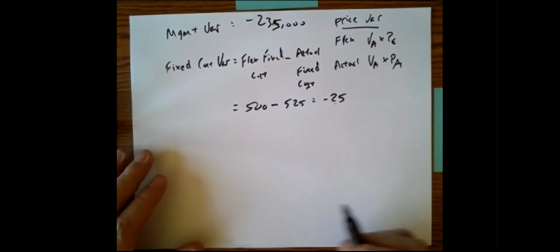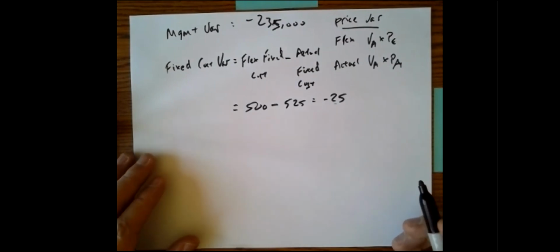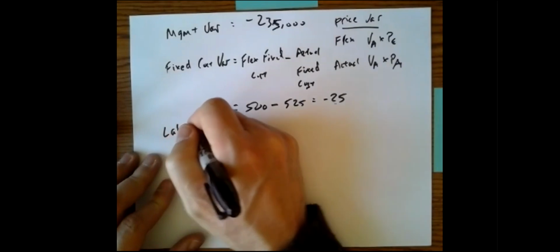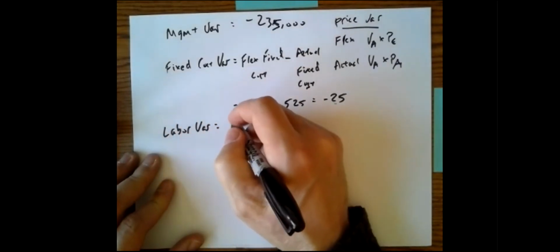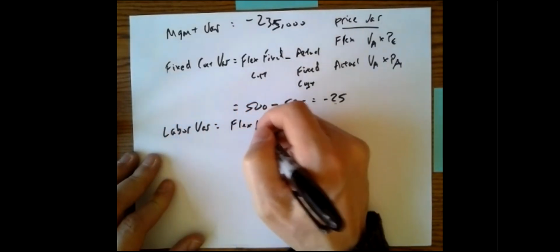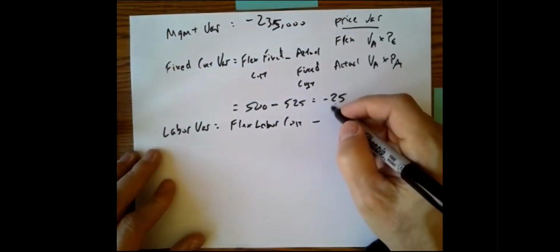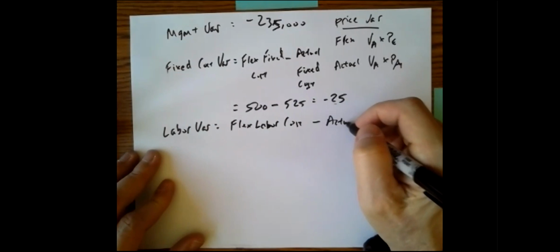Okay. Then we've got to do the slightly more complicated ones. Okay, so labor variance is going to be flex labor cost minus actual labor cost.